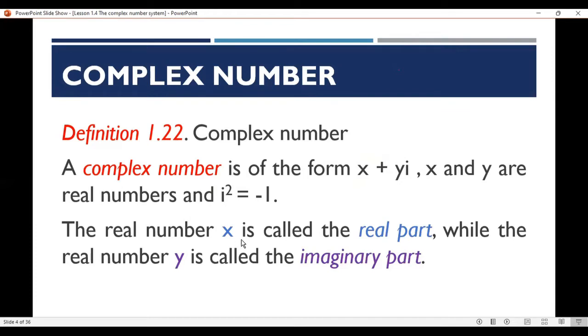The real number x is called the real part. Ayan, real part pala yun, yung x natin. Yung x mismo, yung variable x, real part. Then yung variable y, imaginary part. Etong variable y. Hindi kasama din yung i, kasi ibang definition natin ng i. Ang i ay equal with i squared negative 1.